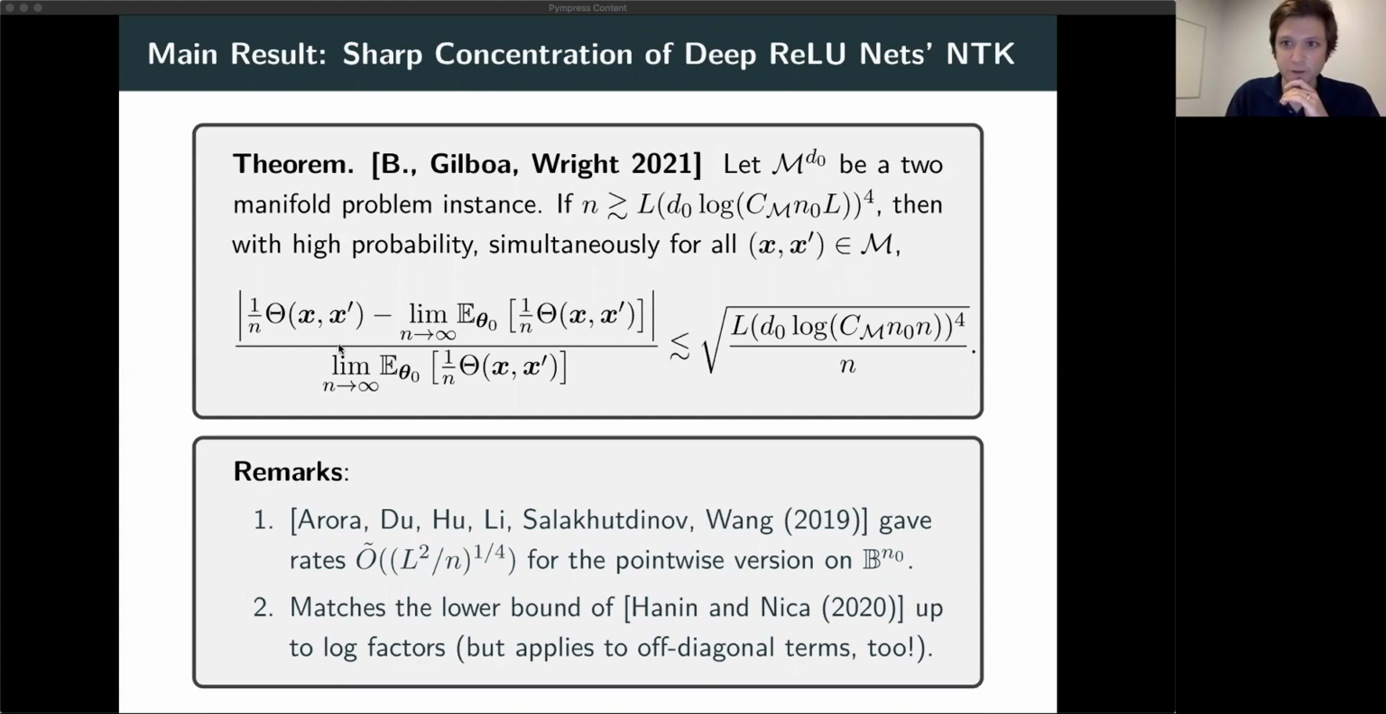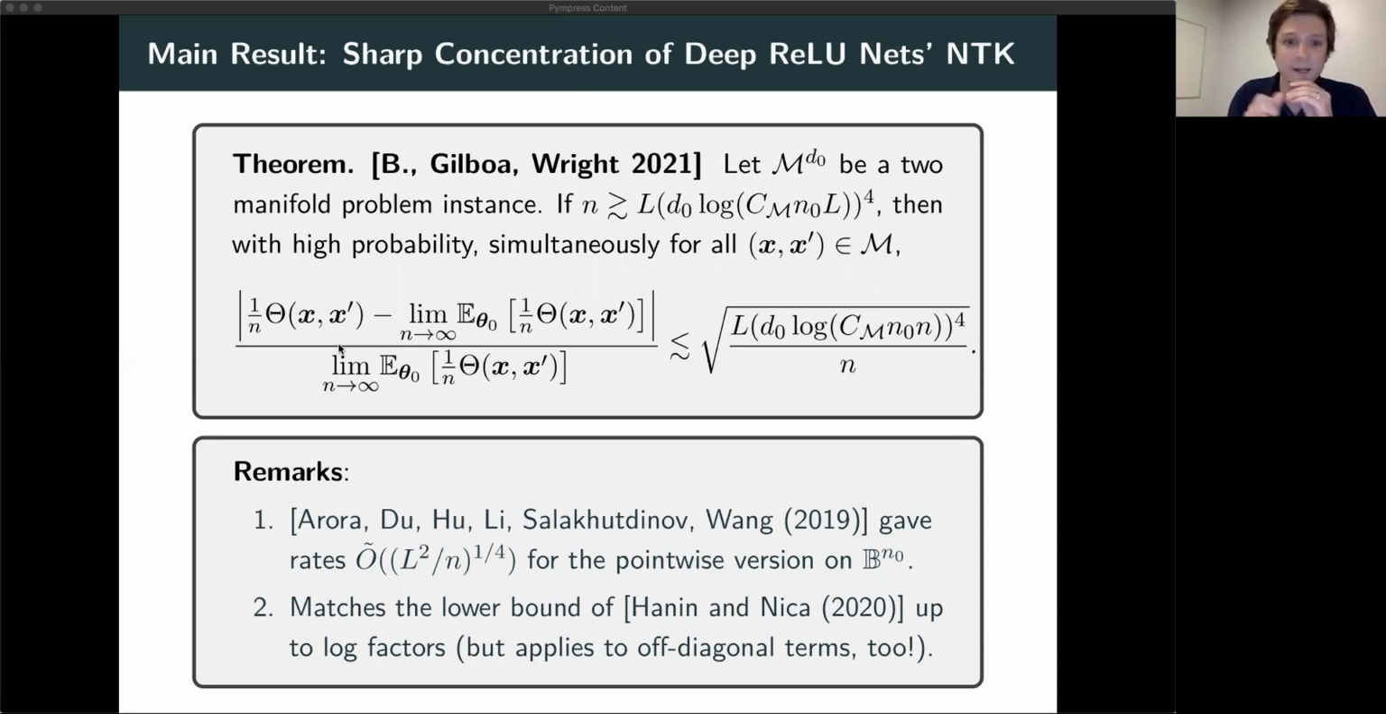Previous best results for these rates of concentration for deep ReLU networks were shown by Arora et al. in 2019. Their rates were of the order L squared over n to the 1/4 power. Their result is more general than ours. The network width doesn't need to be the same in every layer, but we've sharpened these results here. And in particular, the results we have are essentially optimal.